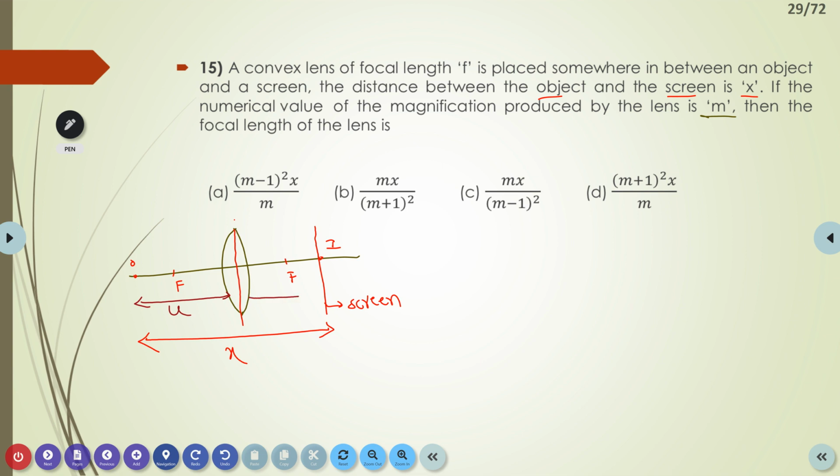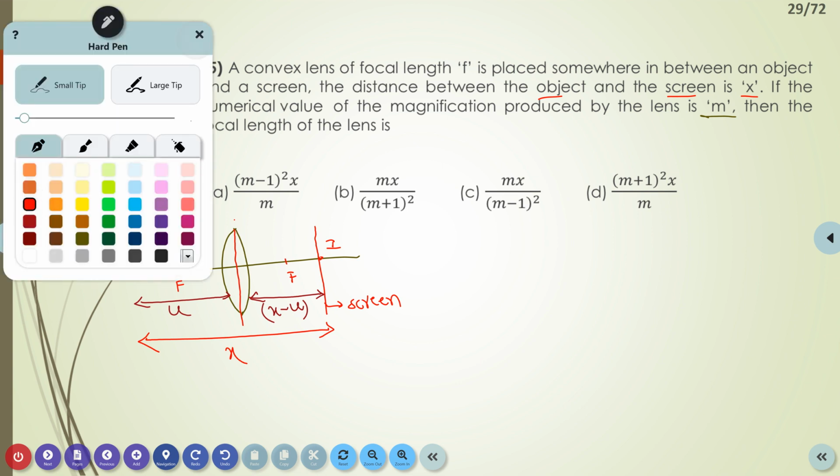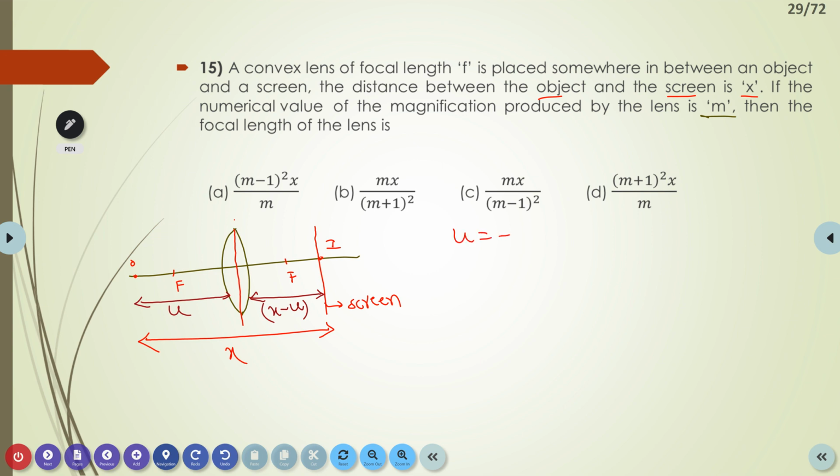Then this distance is what? Image distance. I will write in terms of X minus U. You see, object distance is this. Now, I am writing some terms. U equal to minus U, because the object is placed on the left side according to Cartesian coordinates or sign convention. V equal to image distance is on the right side, so this value is X minus U.